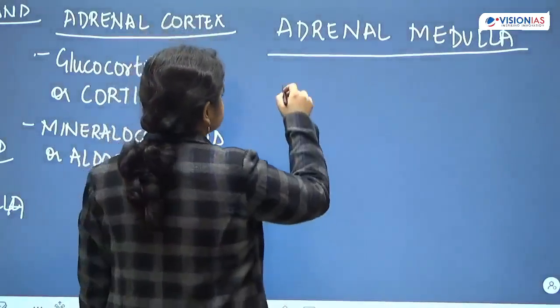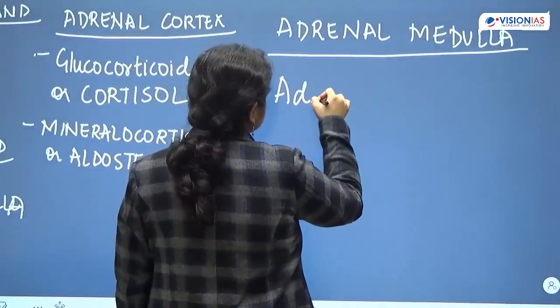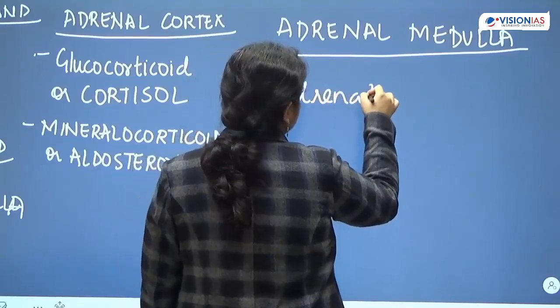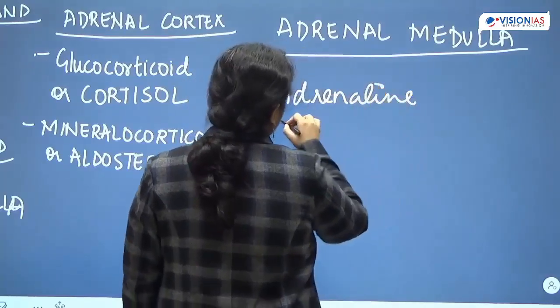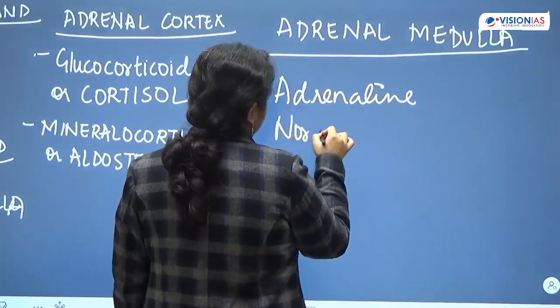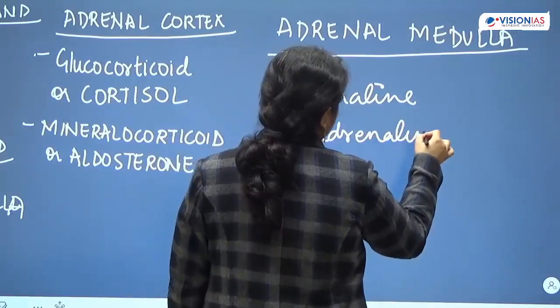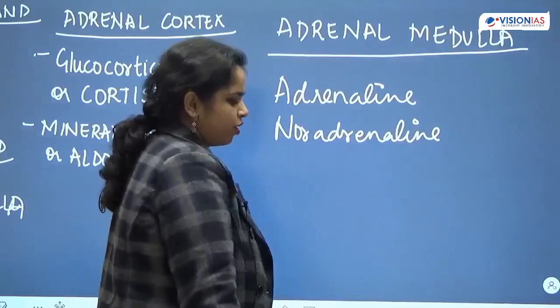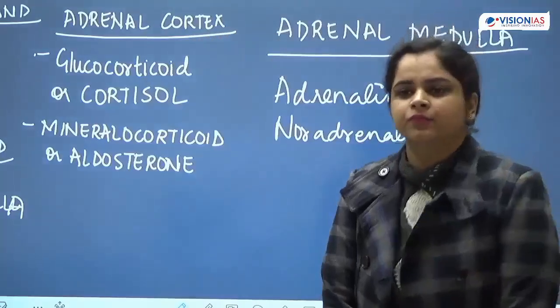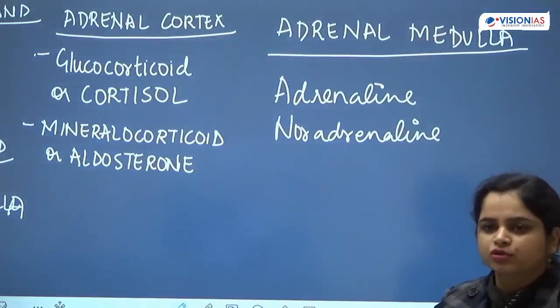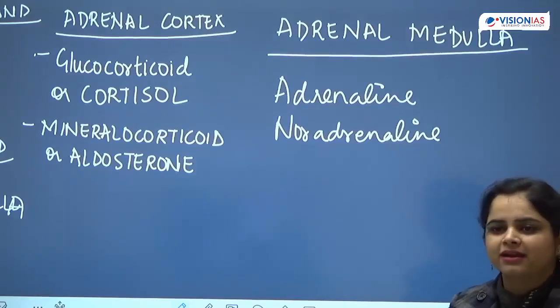Whenever there is an emergency in the body, you have adrenaline and noradrenaline. Adrenaline and noradrenaline are the two emergency hormones of the body which are released from adrenal medulla.